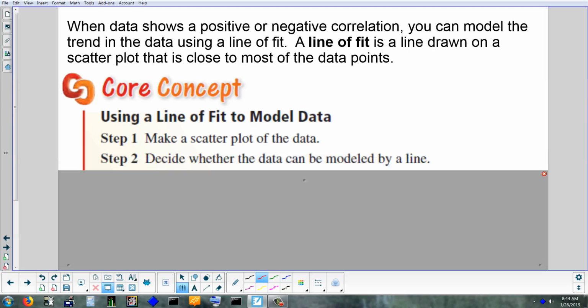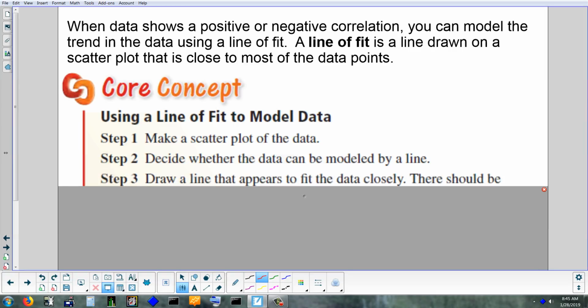Number two, we're going to look at where all our dots are, where all our coordinate points are, and decide whether the data can be modeled by a line. So we're going to look at, do we have a positive correlation, negative correlation? Remember, this line of fit is only going to work if we have a positive or negative correlation. It'll never work for no correlation. That one we just did, it would work. We said it was negative, so we would be able to do a line of fit for that. If it has no correlation, we can't.